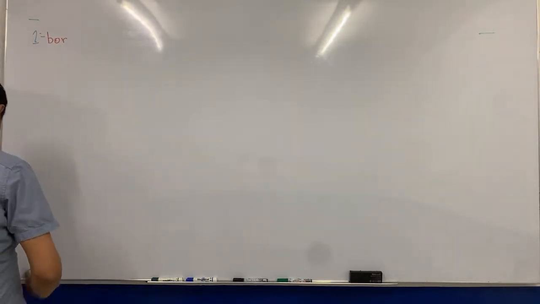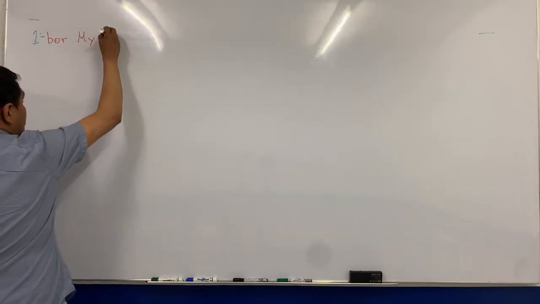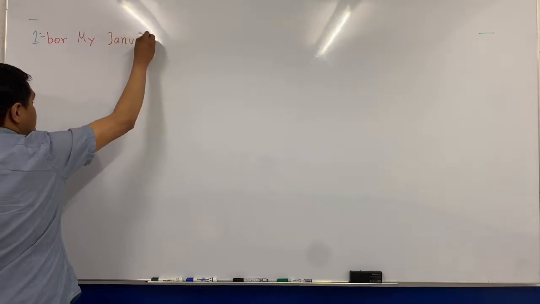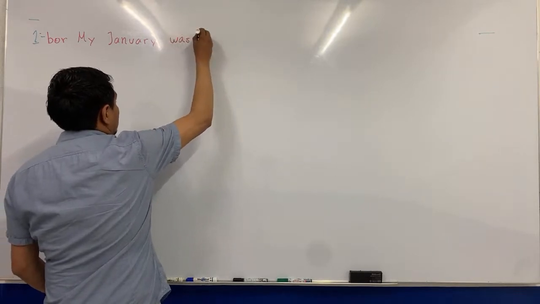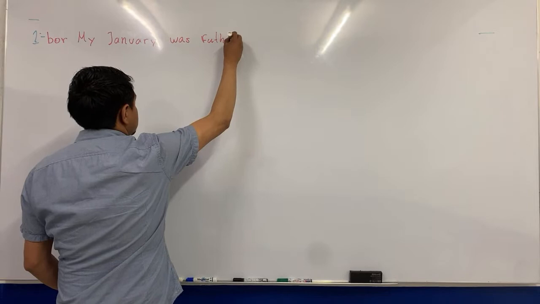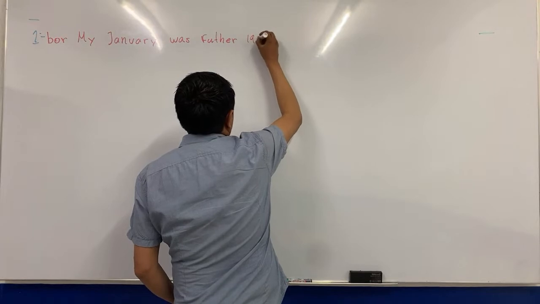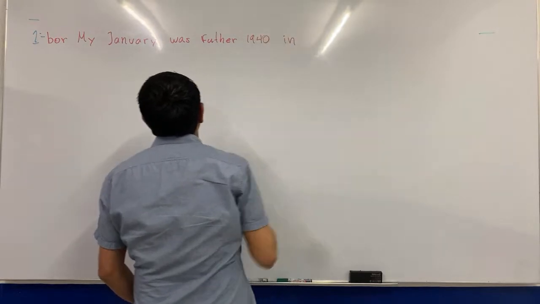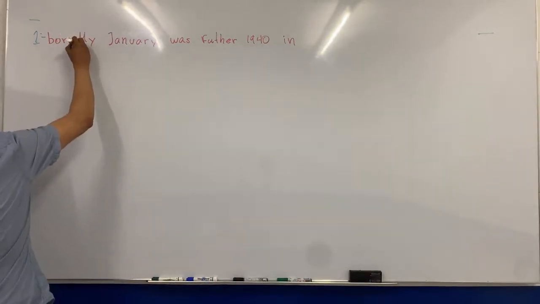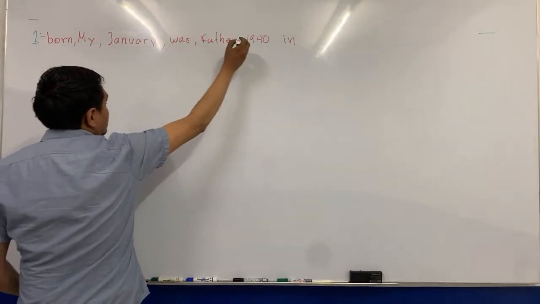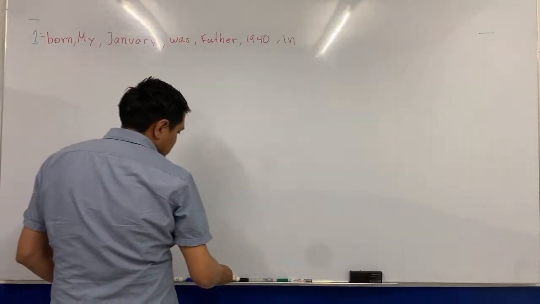Born, my, January, was, father, 1940, in, right? What is the order? What is the correct order for all these words? Check the next.